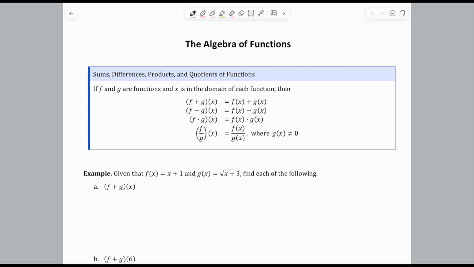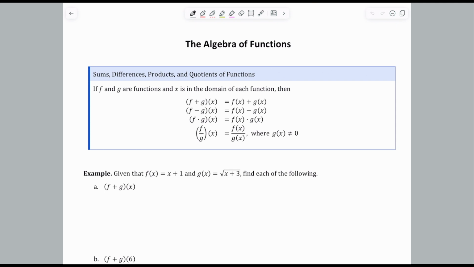Alright, so we are going to discuss the algebra of functions. In particular, when you think of numbers, you do some kind of arithmetic with numbers, like adding, subtracting, multiplying, and dividing. Well, likewise, you could do the same thing with functions. You could add them, subtract them, multiply them, and divide them. And so here we have what's called the algebra of functions, or how the algebra of functions is defined.